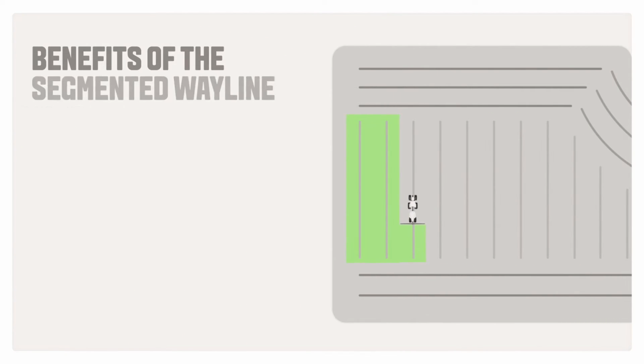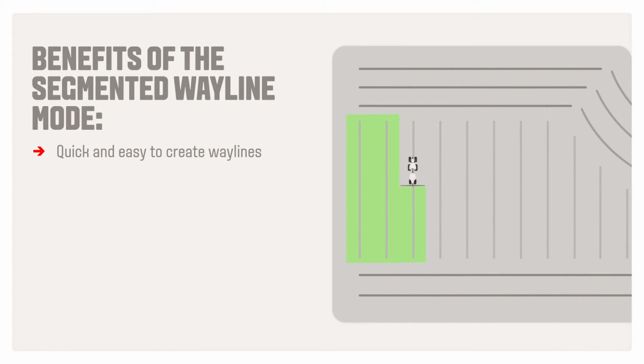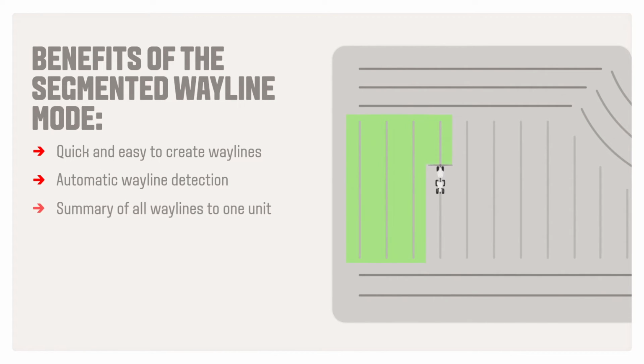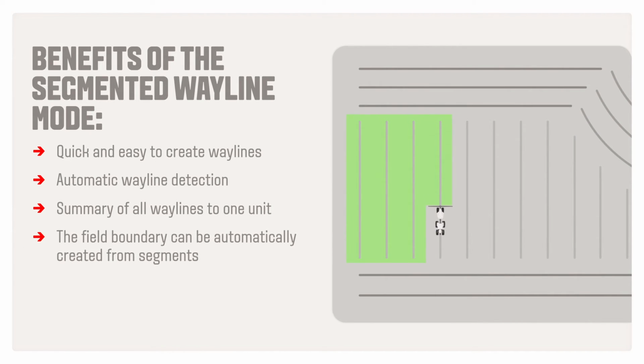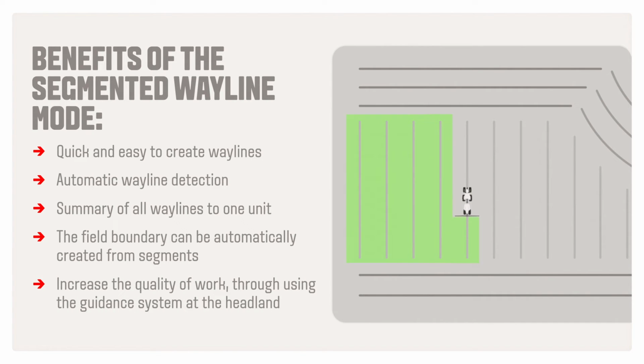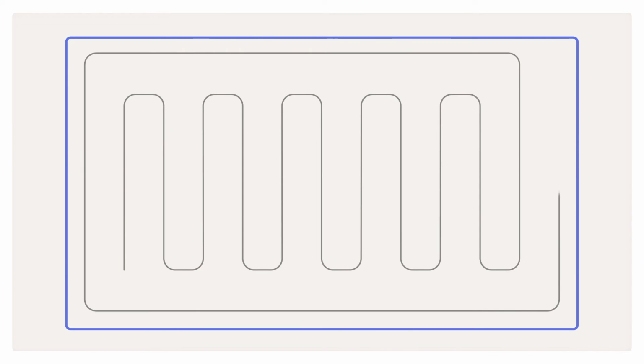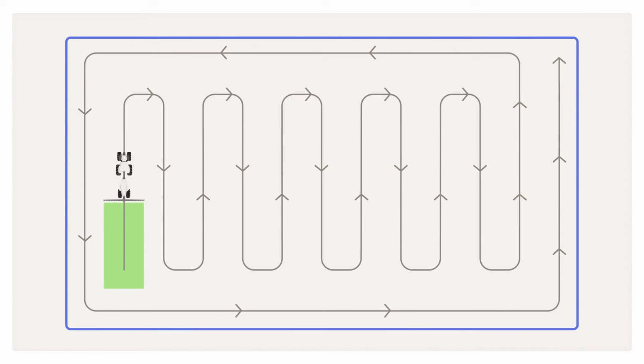The Wayline mode, segmented waylines, allows you to quickly and easily create waylines. Automatically detect the appropriate wayline while approaching. Combine all relevant waylines into one unit. Automatically create field boundaries based on contour segments, and increase work quality through consistent utilization of the steering system at the headland. The new single track mode, single contour, allows the recording of a wayline with free contour.